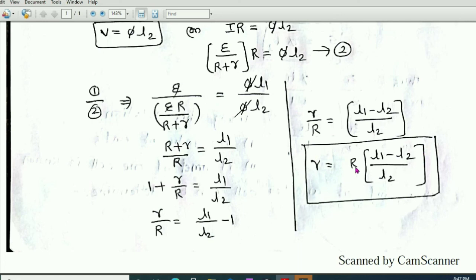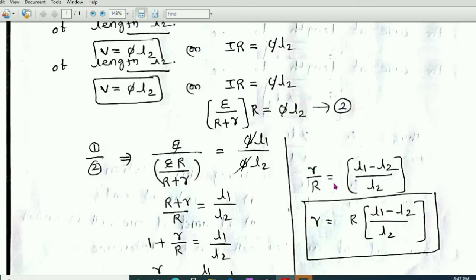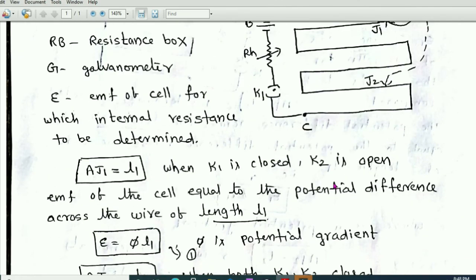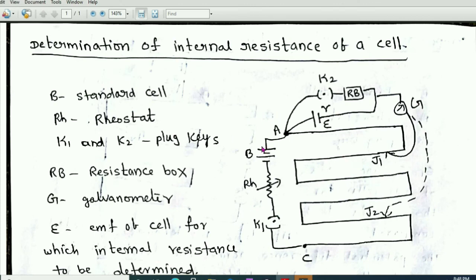Now capital R is the already known resistance, and by knowing the L1 and L2 values from the experiment, along with the capital R value, we can find the internal resistance of the cell. So this is how to find the internal resistance of the cell by using a potentiometer.